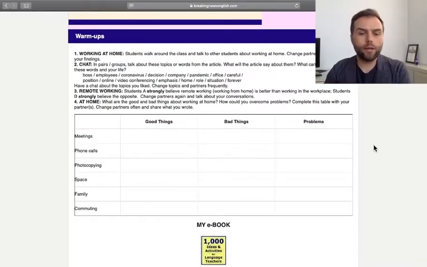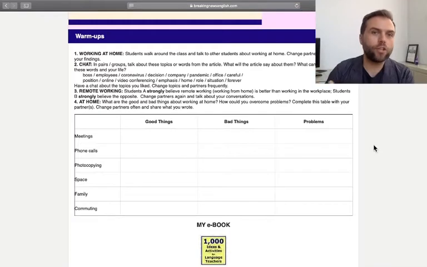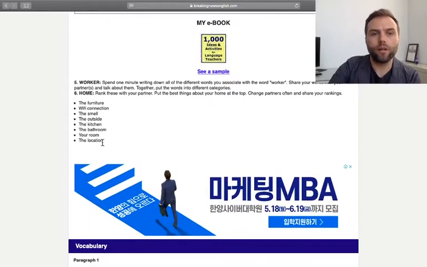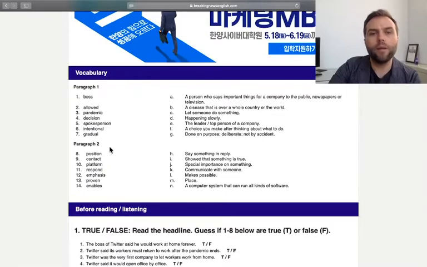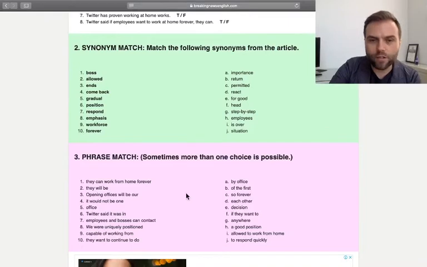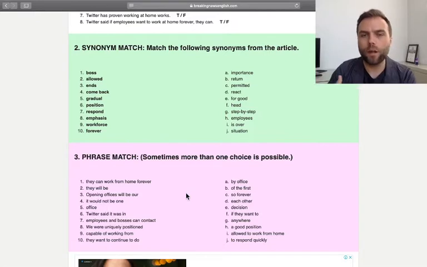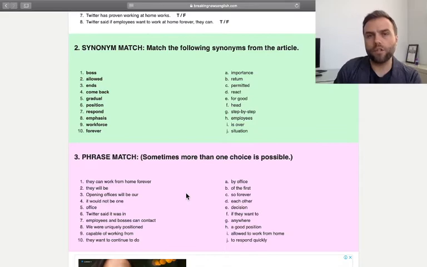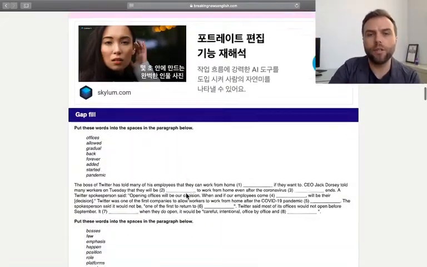So yeah, like I mentioned, this provides you with a whole lesson, and it has warm-up activities that you can see here, topics that students can talk about, some previewing vocabulary, vocabulary activities, true or false, synonym match, phrase match, and so on. There is a lot of content, so just choose what's best for you, and I would suggest you adapt it for your students. Think carefully about the type of students you have, and use this as a resource or a starting point, and then add the things to make it more suitable.